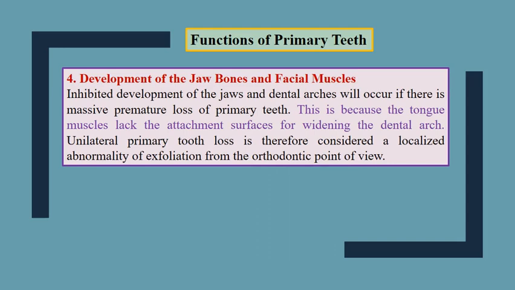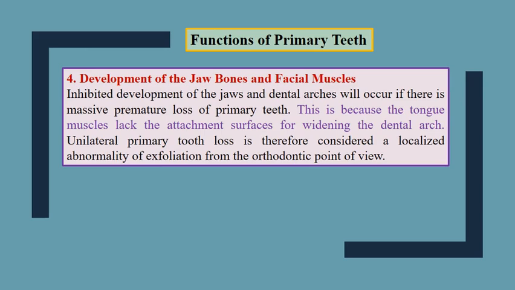Inhibited development of the jaw and dental arches will occur if there is massive premature loss of primary teeth. This is because the tongue muscles lack the attachment surface for widening the dental arch.